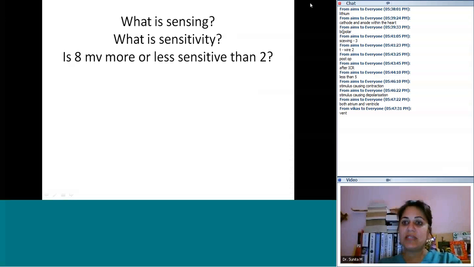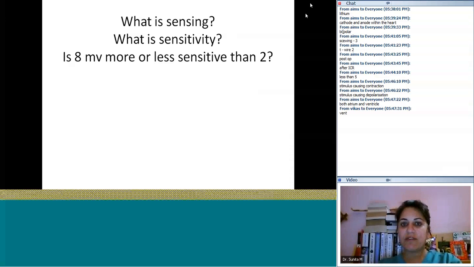Now we'll move on to sensing. What is sensing? So what is your definition of sensing? What do you mean by sensing? And what is sensitivity? It's kind of good to think of the definitions because that forces you to think of what the concept is. And is 8 millivolts more sensitive than 2 or less sensitive than 2?